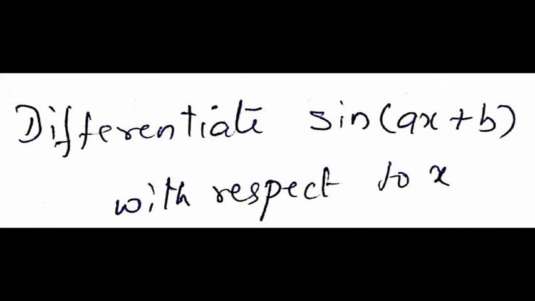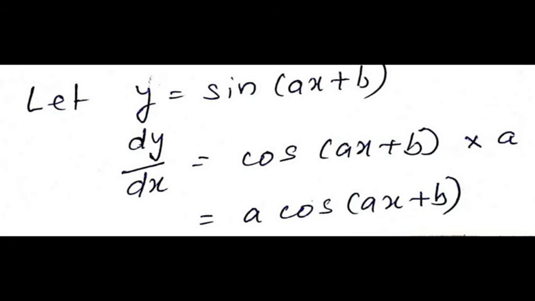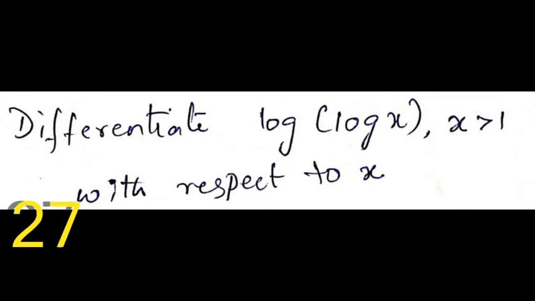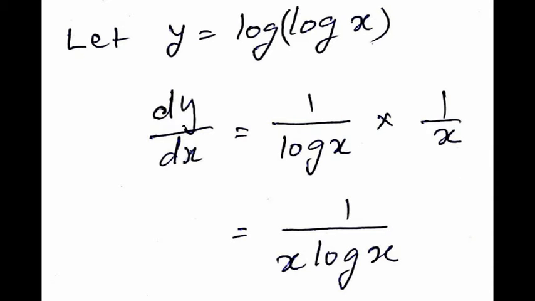Differentiate sin of ax plus b. Derivative of sin x is cos x, and derivative of ax plus b is a. We get a cos of ax plus b. Differentiate log log x. Derivative of log x is 1 upon log x into 1 upon x, which is equal to 1 upon x log x.